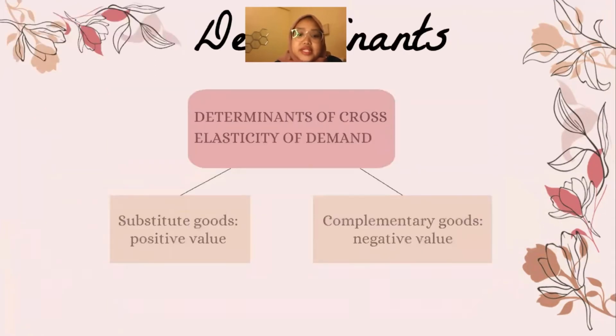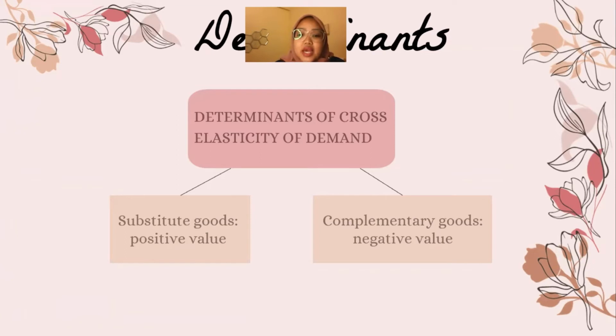Last but not least, in my topic is determinants. There are two determinants of cross-elasticity of demand. First is substitute goods. Substitute goods have a positive price elasticity. As the price of one good increases, the demand for the other good increases. Independent goods have a cross price elasticity of 0. As the price of one good increases, the demand for the second good is unchanged.